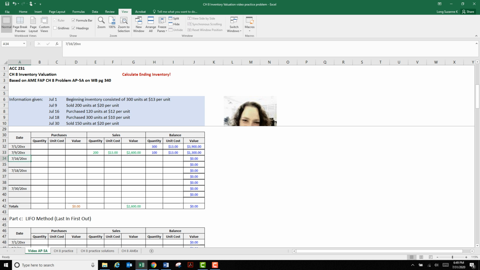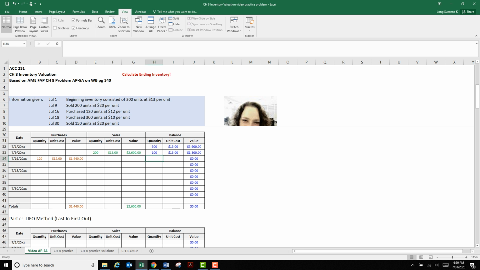Alright, now the 16th. On the 16th, we purchased 120 at 12. So for the 16th, we want to be right here in the purchases area. 120, 12, and multiply. Now we've got 2 batches, or 2 layers, of inventory. We've got the 100 at 13 left from the 9th, and now we've got another layer of these $12 units. So you want to be careful and keep these in order.